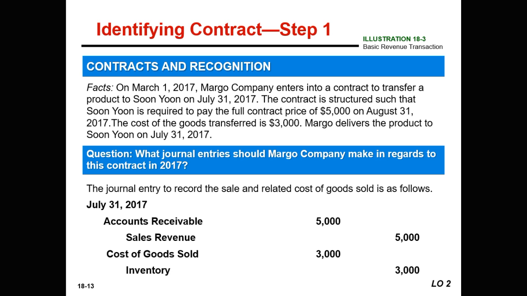So let's look at the parts of the contract. Is there commercial substance? Yes, there is. There would be a transfer of a good. That good has $3,000 worth of value to Margot.